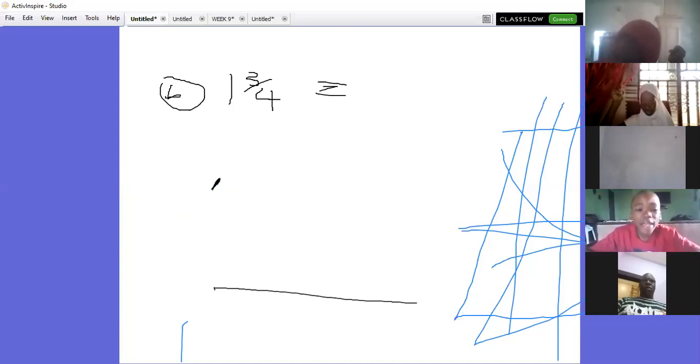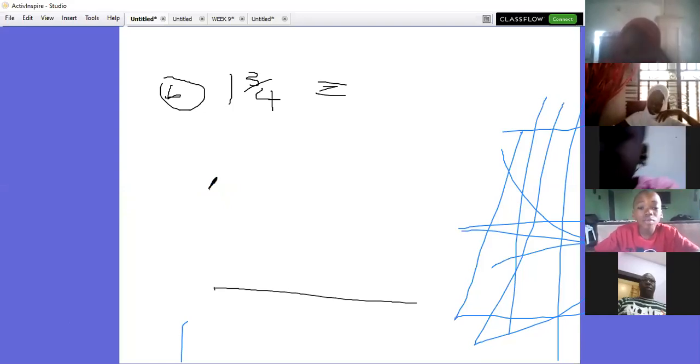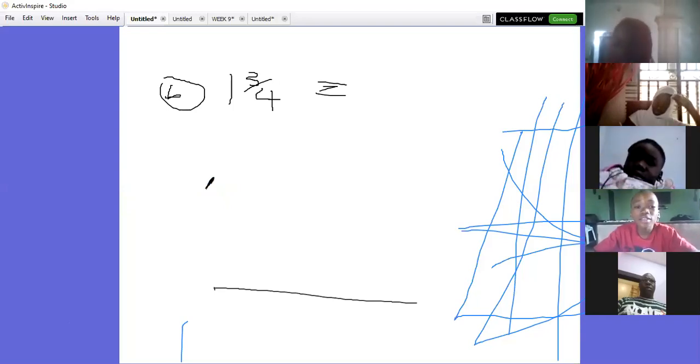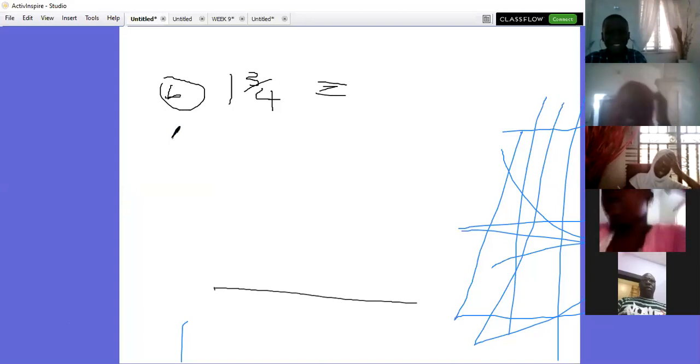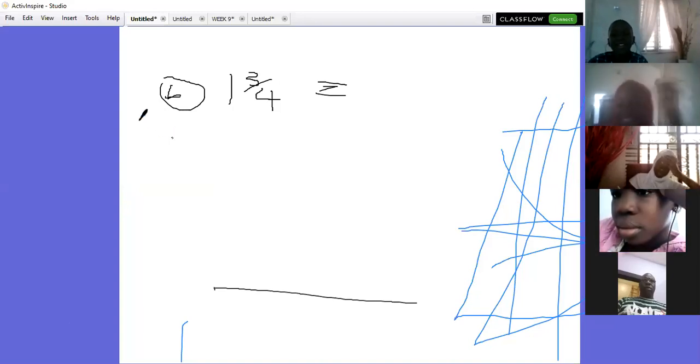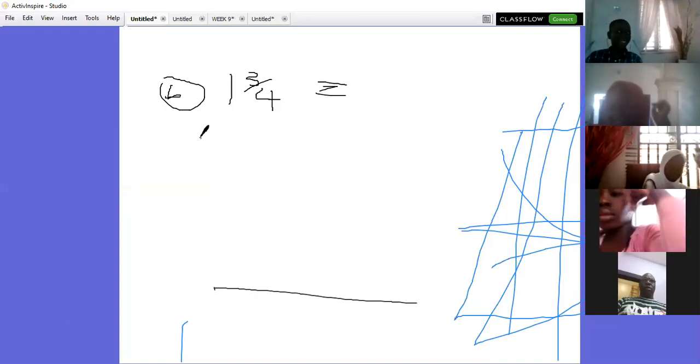We're going to multiply the whole number by the denominator. Say it again: denominator. You're not saying it properly. Denominator. Say it very well. Denominator. Good.